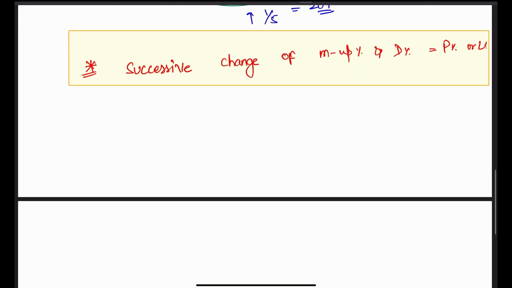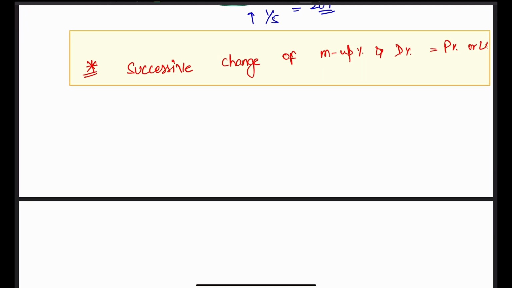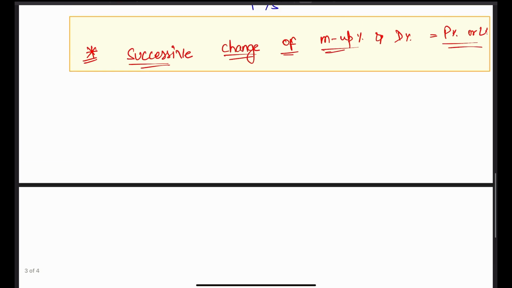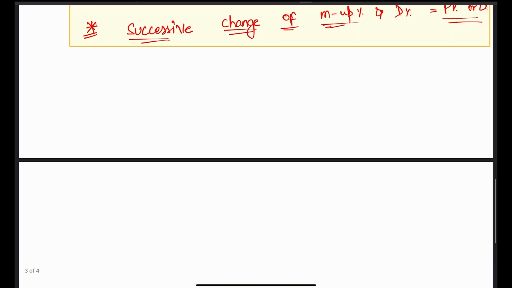Okay, so let's highlight. This is important. This is a very important line. So let's understand and let's take more examples and try to find out if it holds true.